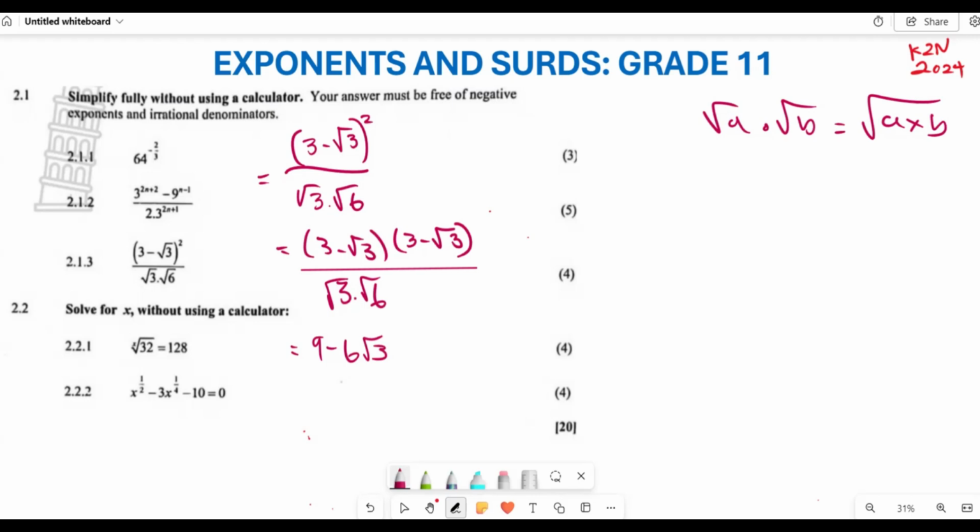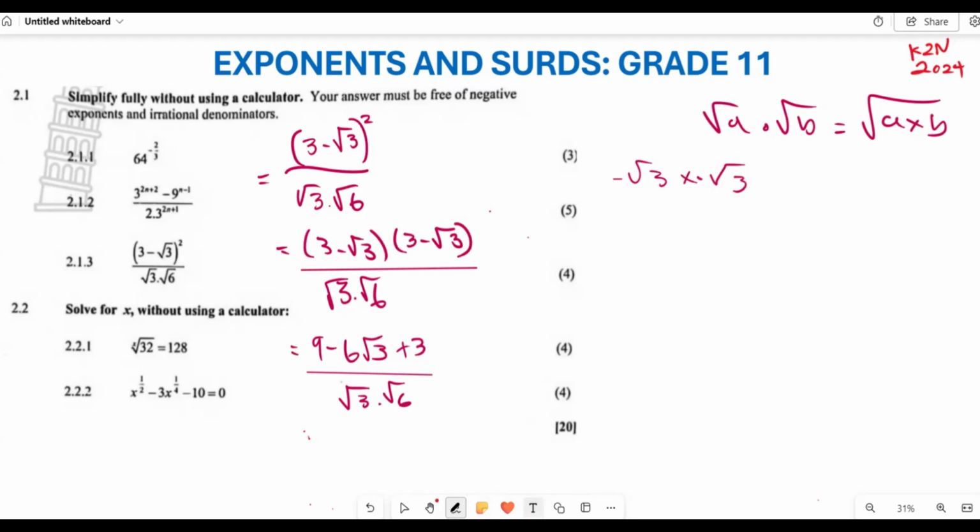And now from here, what is it that I'm going to have in this other one? When I say negative root 3 multiplied by negative root 3, what is it that I'm going to have here? This is positive. If I'm not mistaken, this is going to be positive 3. And then now I am going to divide this with root 3 multiplied by root 6, if I'm not mistaken.